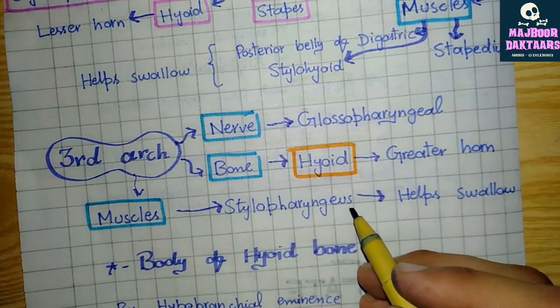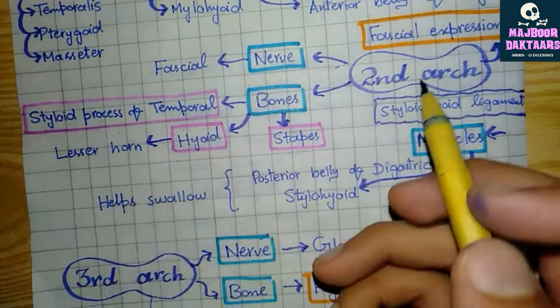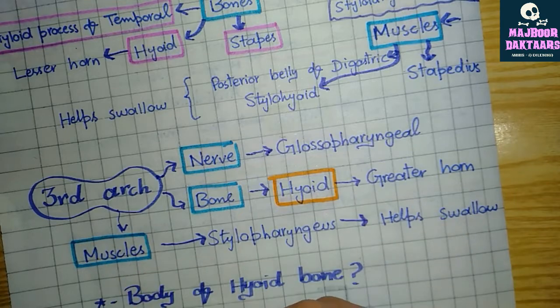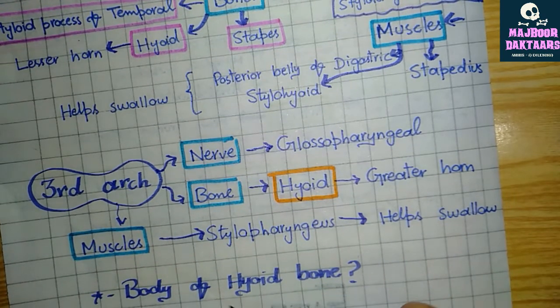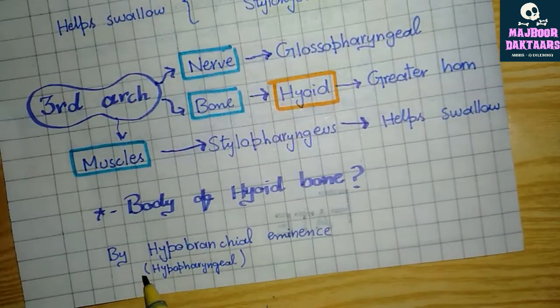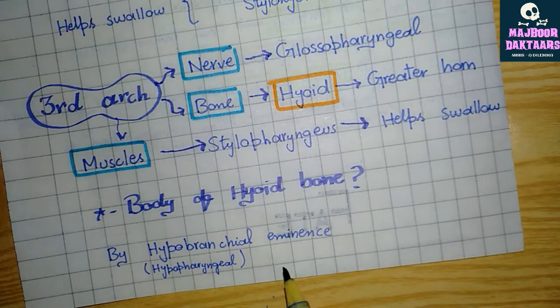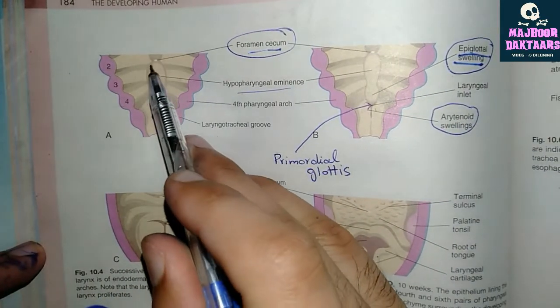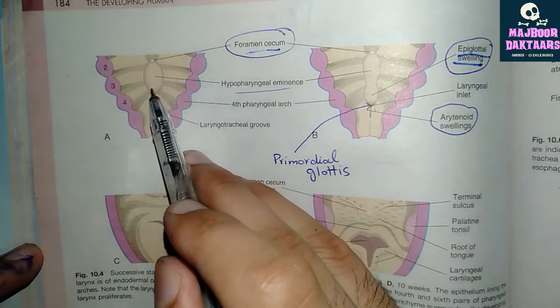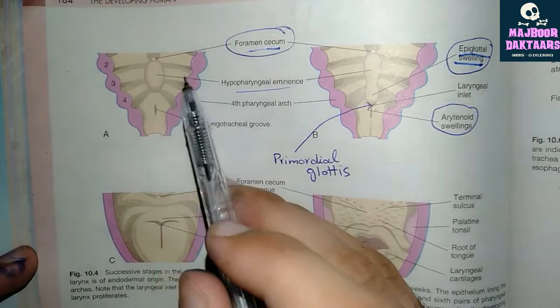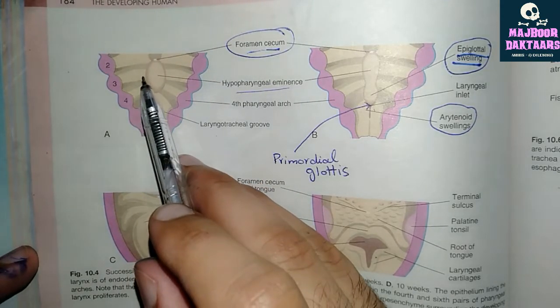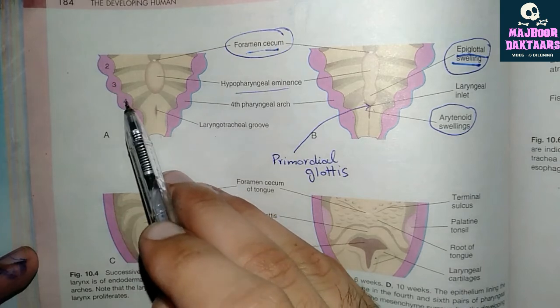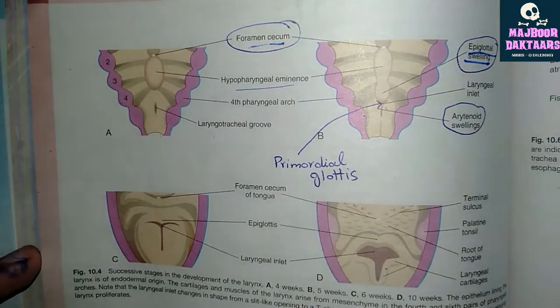Now a question arises: the lesser horn is formed by the second arch and the greater horn by the third arch. Where is the body of the hyoid bone formed? The body of the hyoid bone is formed by the hypobranchial or hypopharyngeal eminence. This is the hypopharyngeal eminence from where the body of the hyoid bone is formed. It is defined as a prominence in the embryonic floor between the third and the fourth pharyngeal arch.